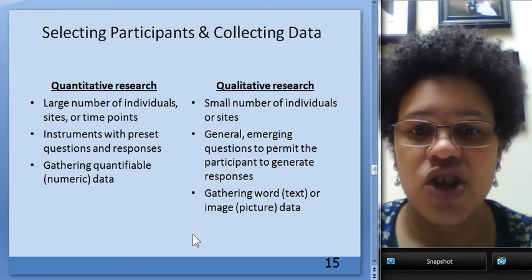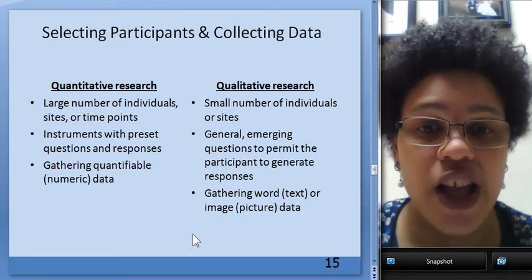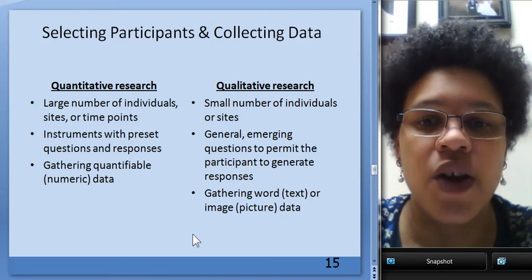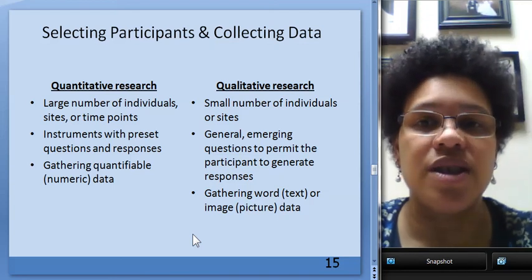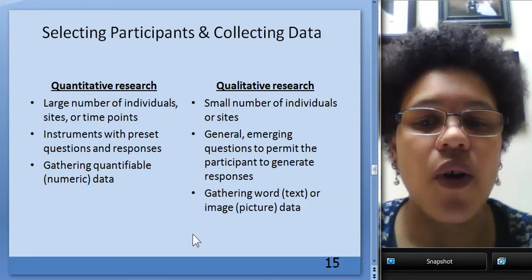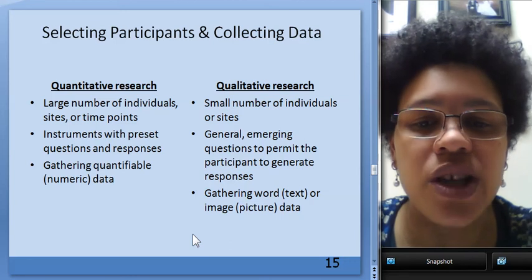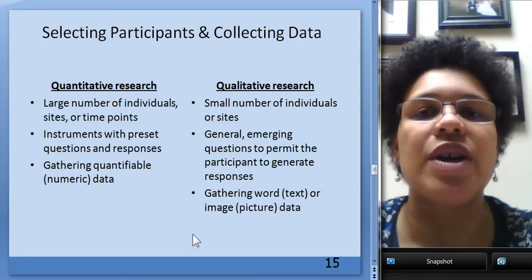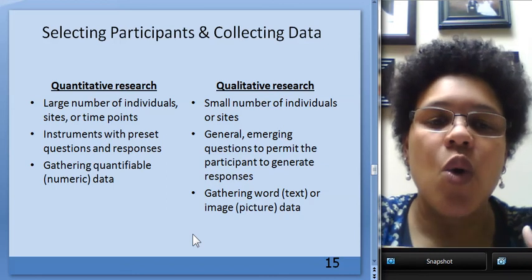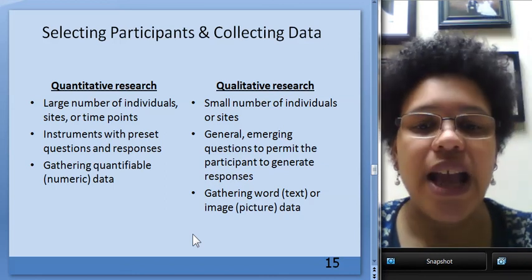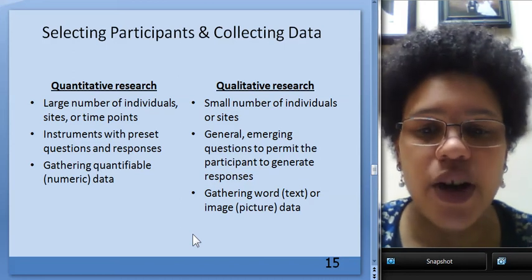Qualitative research, small number of individuals or sites, because we're going to be diving deeply into those individuals' understandings of their world. And so we might have also general or emerging questions to permit the participants to generate their responses, or our questions are more open-ended. And we're gathering text or images.